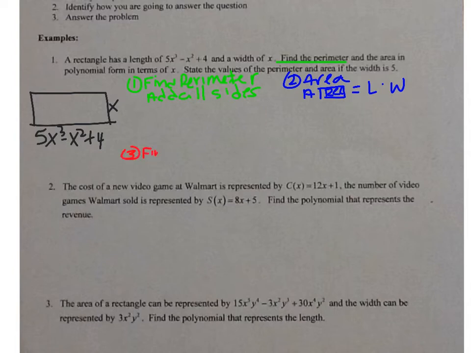Find the perimeter if x equals 5, and we're going to find the area if x equals 5. Okay, so let's start with finding the perimeter. So remember, perimeter, we add up all the sides, so this is also 5x cubed minus x squared plus 4.